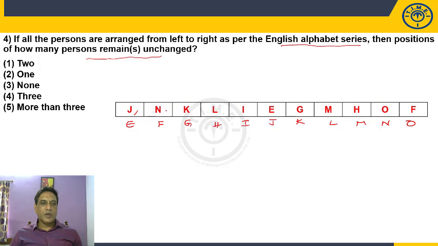J is shifted from here. N is shifted, K is shifted, L is shifted. In place of L, we have H. In place of K, we have G. In place of N, we have F. In place of J, we have E. I need not change his position. E has to change, G has to change, M has to change, H has to change, O goes out of this place, F moves out of this place. So there is only one person who does not change his position. Choice 2.